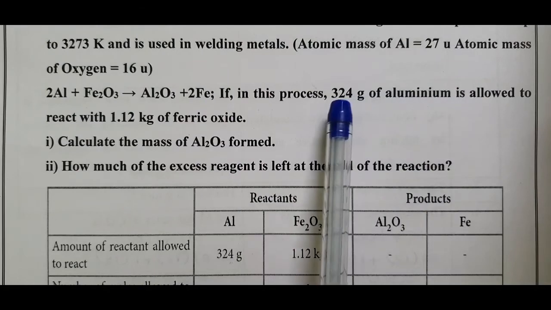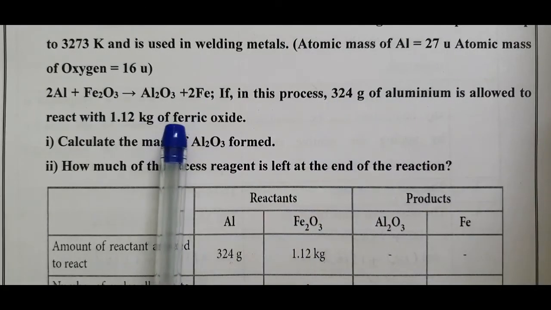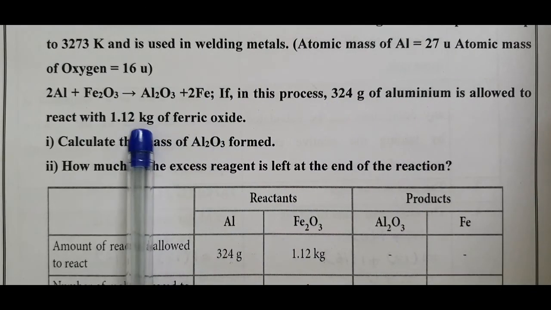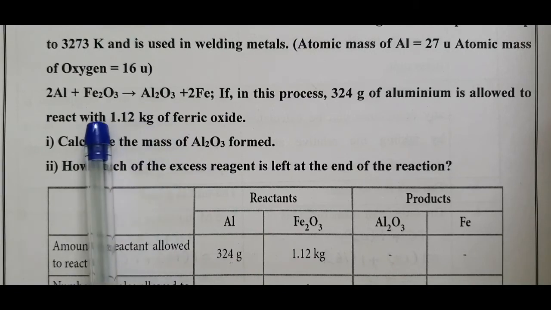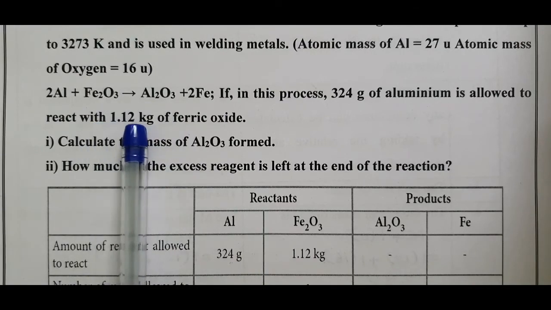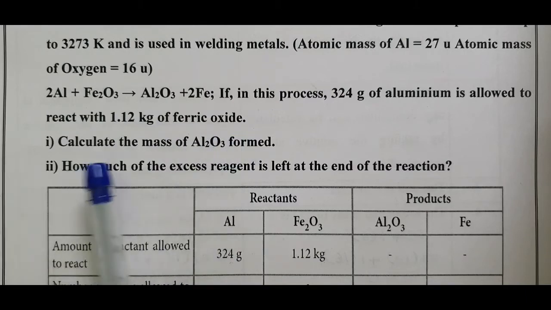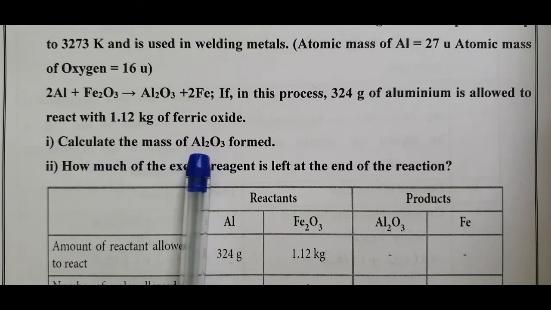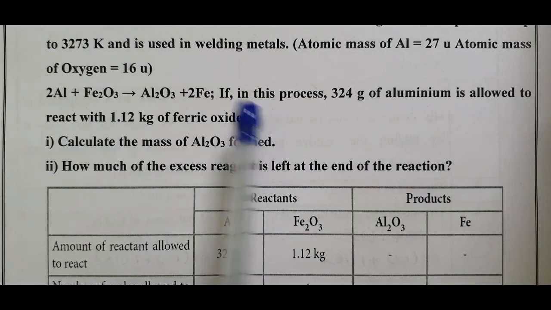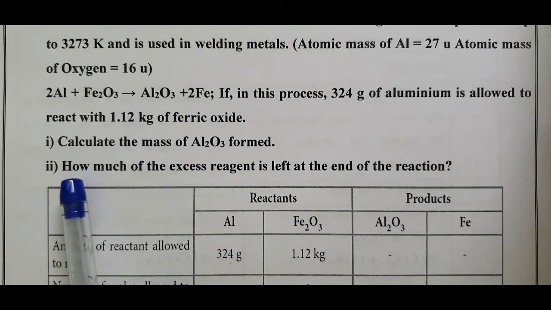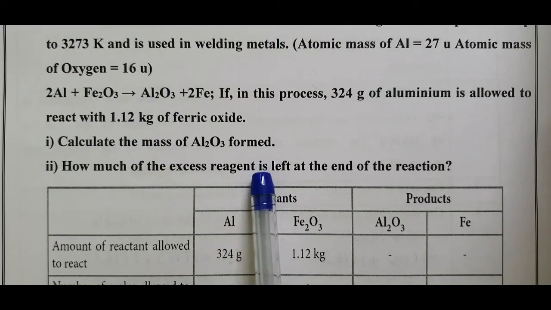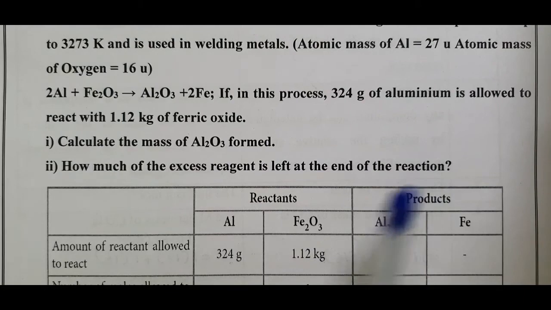Aluminum weight is given in gram, but ferric oxide is in kilogram. We have to convert the kilogram into gram. 1 kilogram equals 10 power 3 gram, 1000 gram. So 1.12 into 10 power 3 gram of ferric oxide. Calculate the mass of aluminum oxide formed in this equation. How much of excess reagent is left at the end of the reaction?